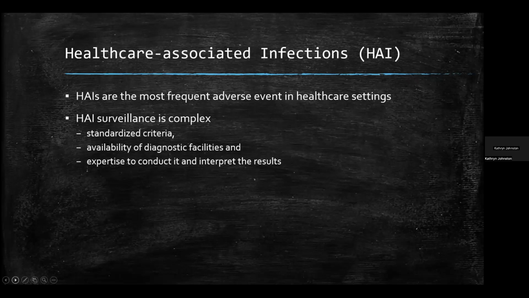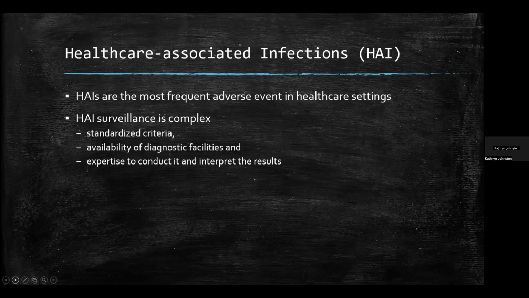The true global burden remains virtually unknown because of the difficulty of gathering reliable data. HAI surveillance is complex, and it requires the use of standardized criteria, the availability of diagnostic facilities within the healthcare facilities, and the expertise not only to conduct this surveillance, but also to interpret those results.